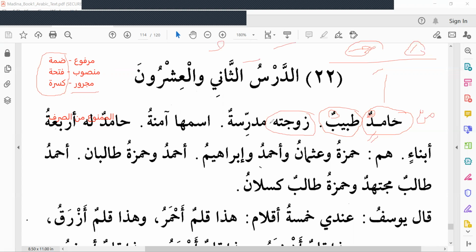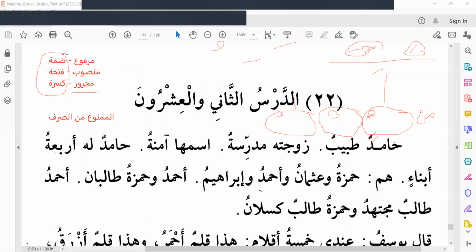Zawjatuhu mudarrisatun. His wife is a teacher. That means mubtada. Mubtada should be marfu. What is the state of the word? We can say marfu. Don't say dhamma. Dhamma is the sign which is put here. Okay. So before moving to this class, we have to understand the difference between marfu and dhamma, mansub and fatha, and majroor and kasra. Marfu, mansub, majroor are names of the state. Dhamma, fatha, kasra are names of the sign. Haraka. Okay.